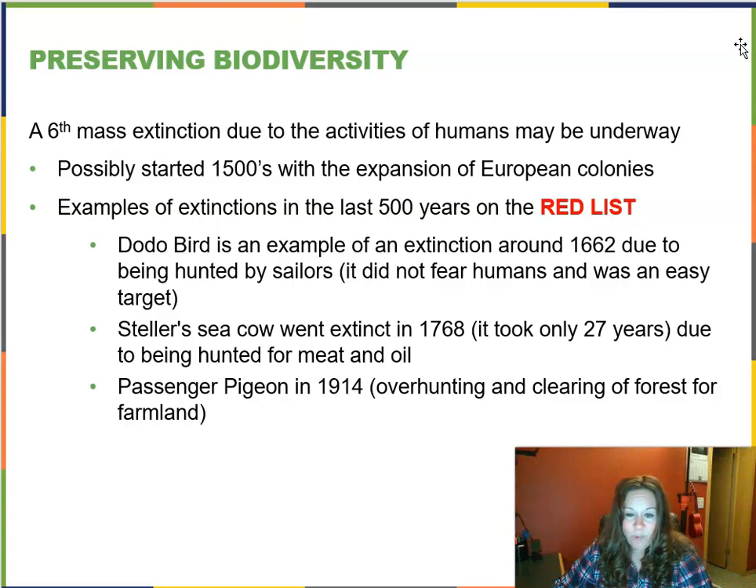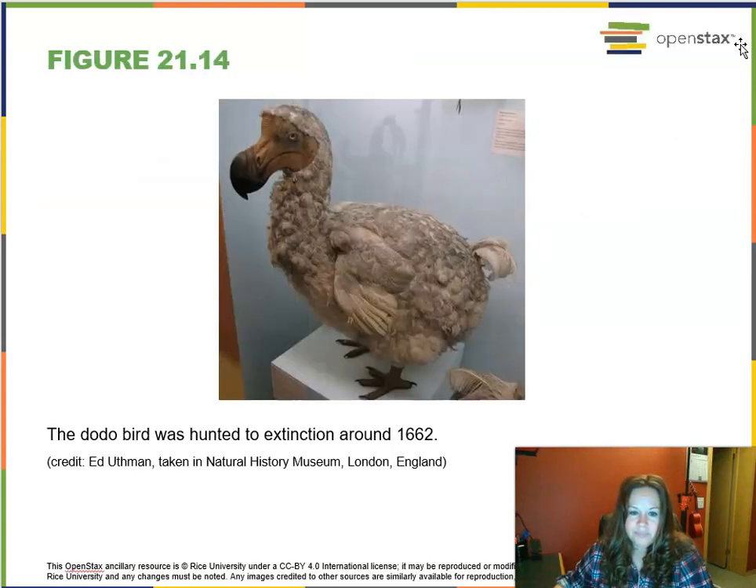The Steller's sea cow went extinct in 1768. It took only 27 years from when it was discovered by humans to its extinction. It was hunted for meat and oil. The passenger pigeon went extinct in 1914 due to overhunting and clearing of forest for farmland, so habitat destruction. So that's just a few examples that are on the Red List. And of course, these are organisms that are larger and more noticeable by humans. Imagine all of the ones going extinct that we don't even notice. There's the dodo bird.